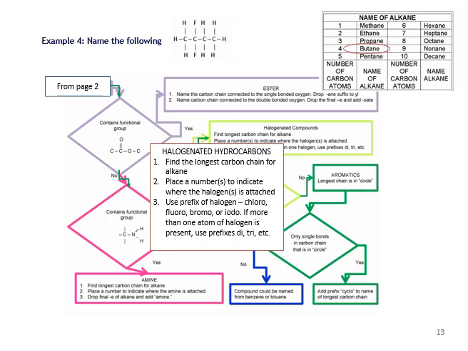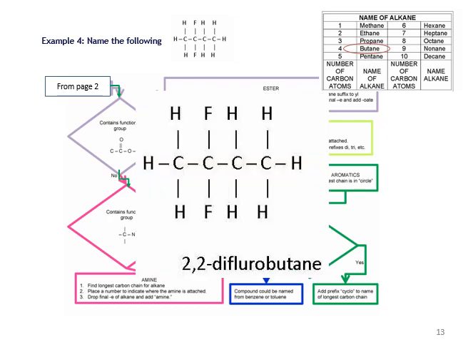Place a number to indicate where the halogen is located. We have a halogen on the second carbon, and there are 2 of them. So this would be 2,2-difluorobutane, telling the reader that the fluorines are on the second carbon, and on the second carbon there are 2. So you use the prefix di, fluoro, it's a fluorine atom attached, and butane, it has 4 carbons. So this is 2,2-difluorobutane.